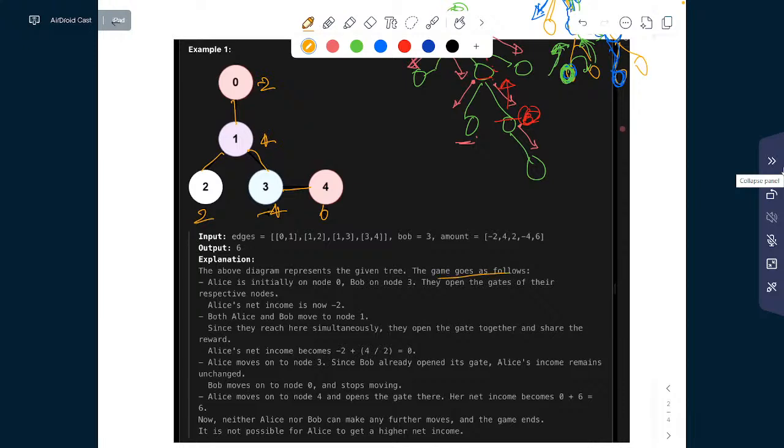The game goes as follows. Alice is initially at node 0. Bob is at node 3. They open the gates of their respective nodes. Alice's net income is now -2. So first they will open it. So Alice is at -2 and Bob is at 3.